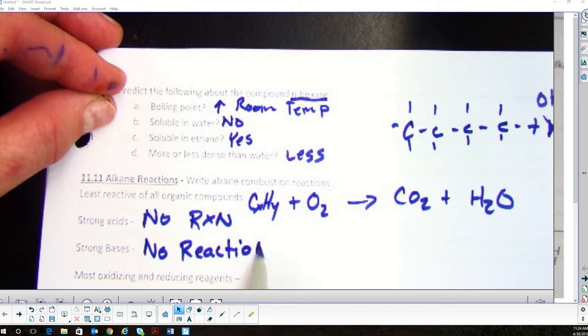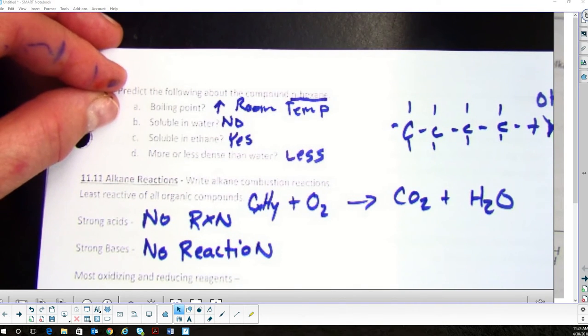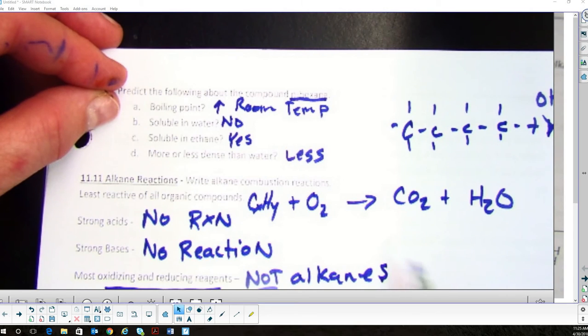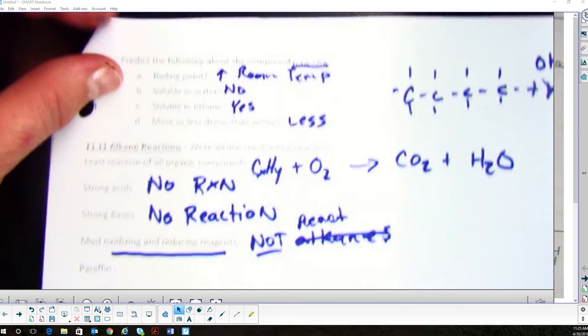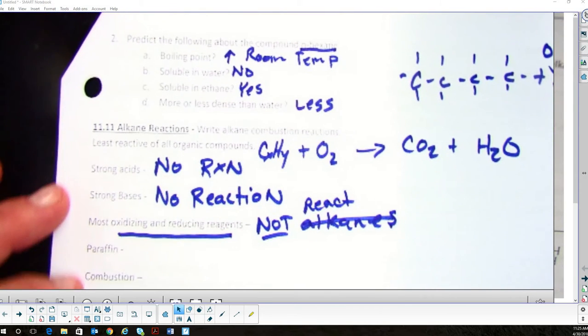It's also no reaction. It's not strong enough to pull it away from the alkane. Alkanes will not react with most reducing or oxidizing agents. They will not.